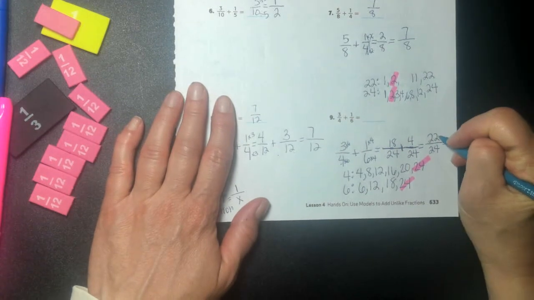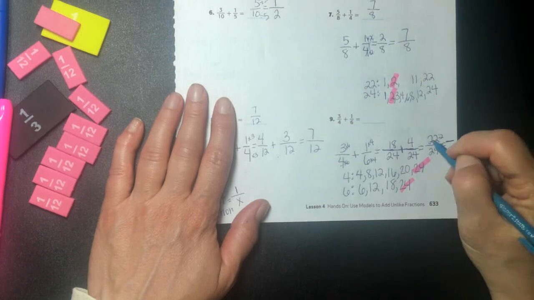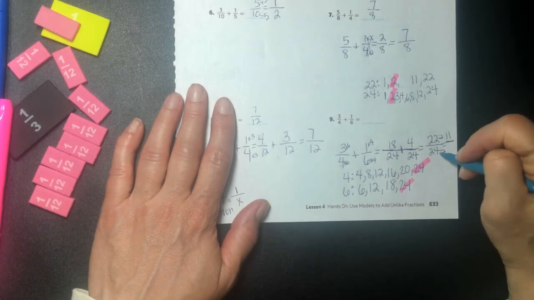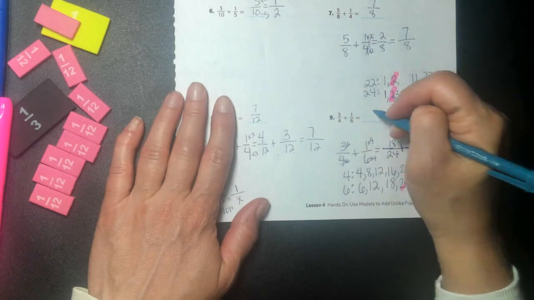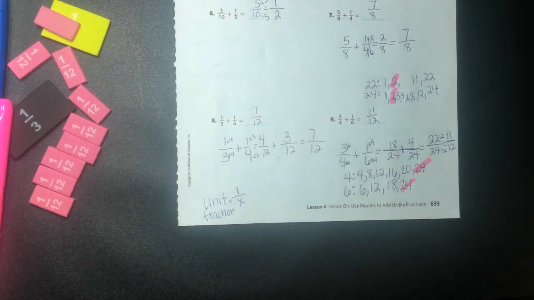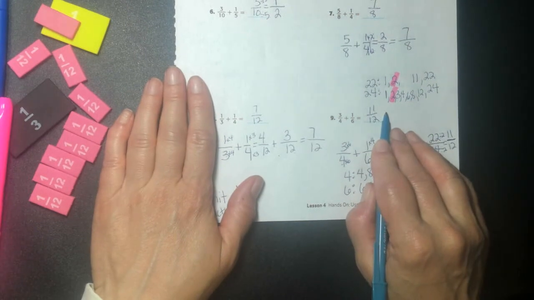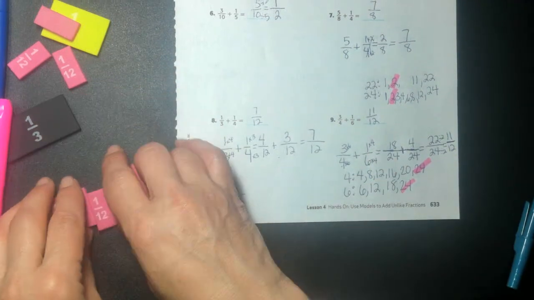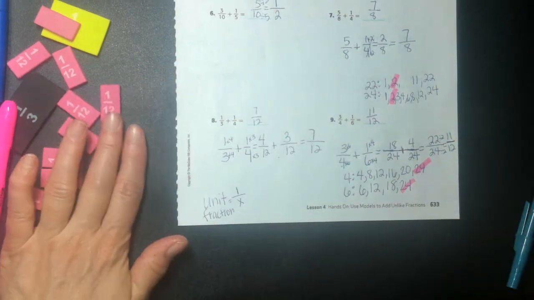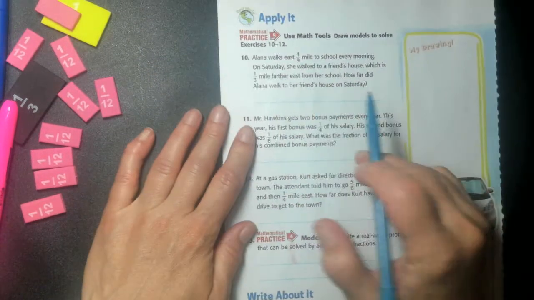So I'm going to divide my top by 2, and whatever I do to the top, I have to do to the bottom. 22 divided by 2 is 11. 24 divided by 2 is 12. So final answer, 11/12. And hopefully you guys could see 11/12 is very close to 1. It's almost a complete, I only have 10/12, so I can't even show you. All right, on to the back.